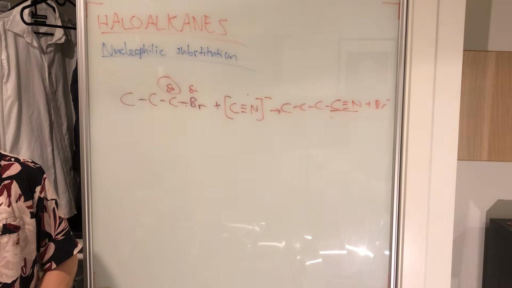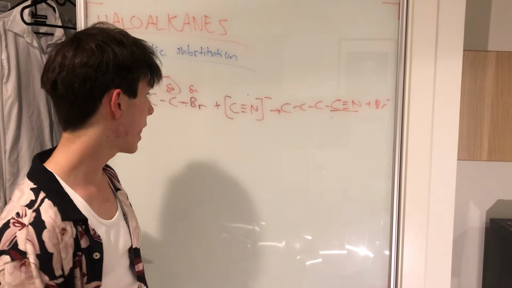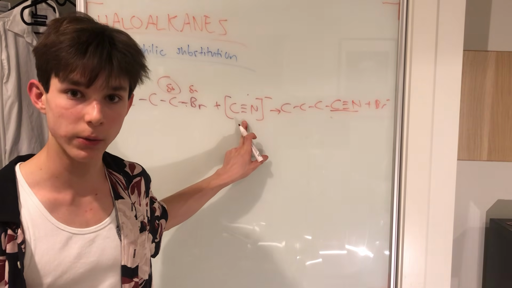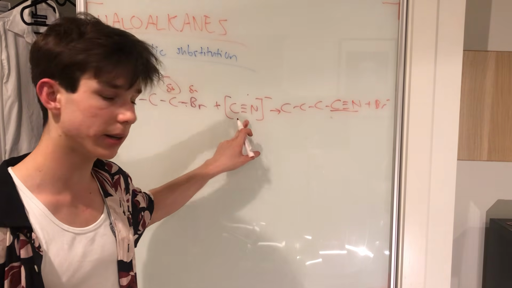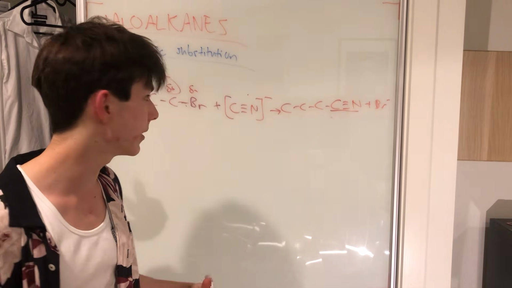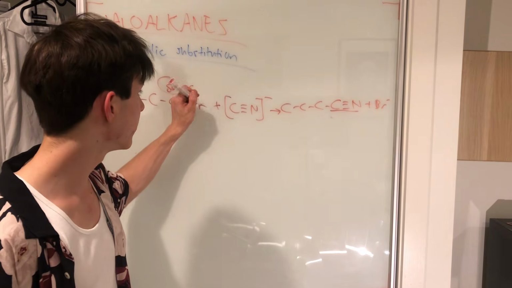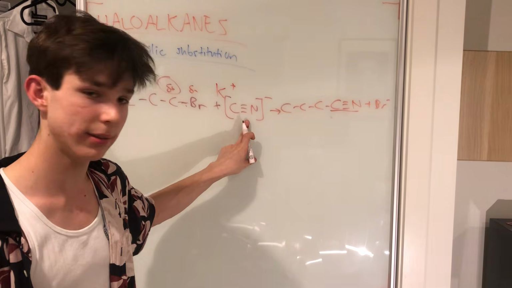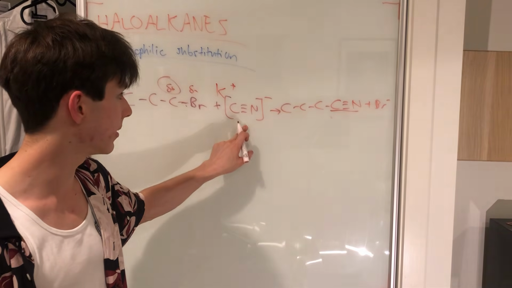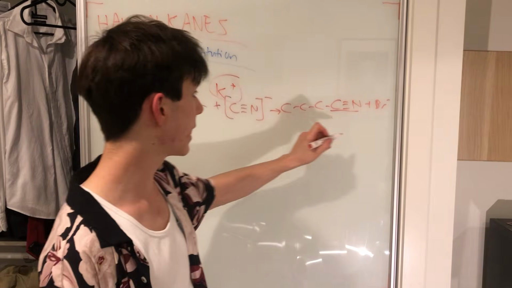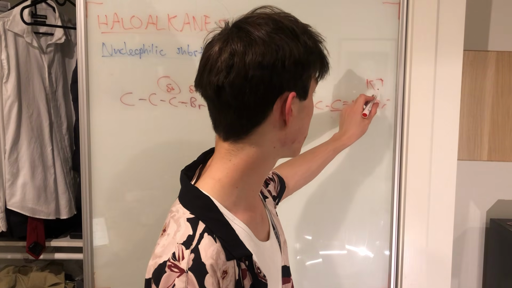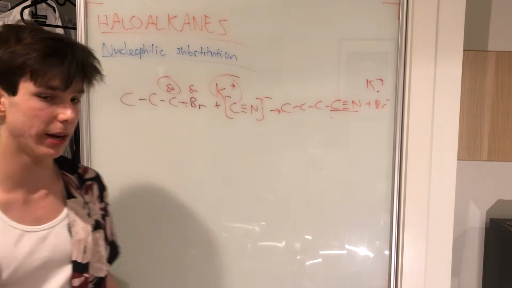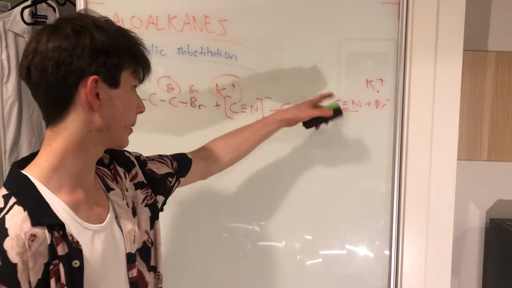Something of note, if you were writing this in an exam question, obviously in a solution you don't just have ions on their own. So you don't have cyanide anions without a cation. So you might have potassium cyanide, K plus CN minus, which would mean that the bromide ion is hanging out with the potassium ion once the reaction is done. Yeah, so that they're always in pairs.